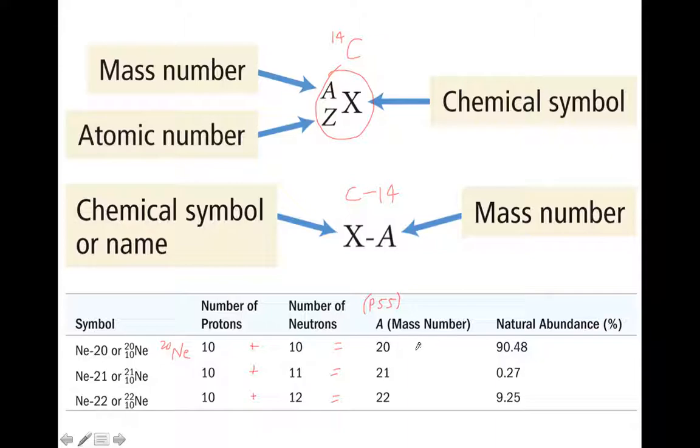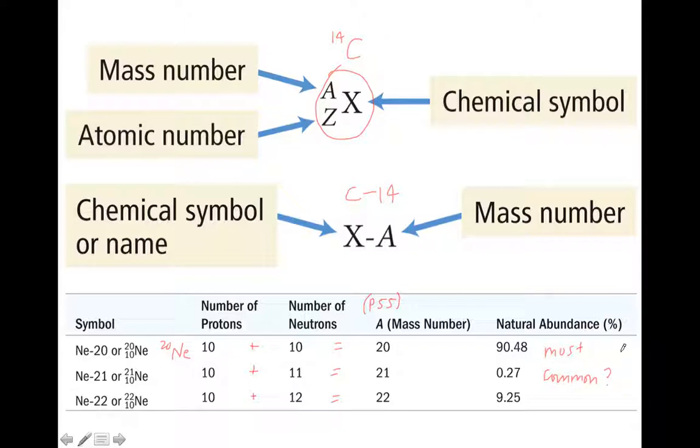Okay? Is that helpful? So now look at this. By the way, this is also very common. It turns out in nature that these are not equally distributed. Which is the most common in nature? Neon 20, neon 21, or neon 22? Which is the most common? You know what? I'm not going to answer that. I'm going to say most common.